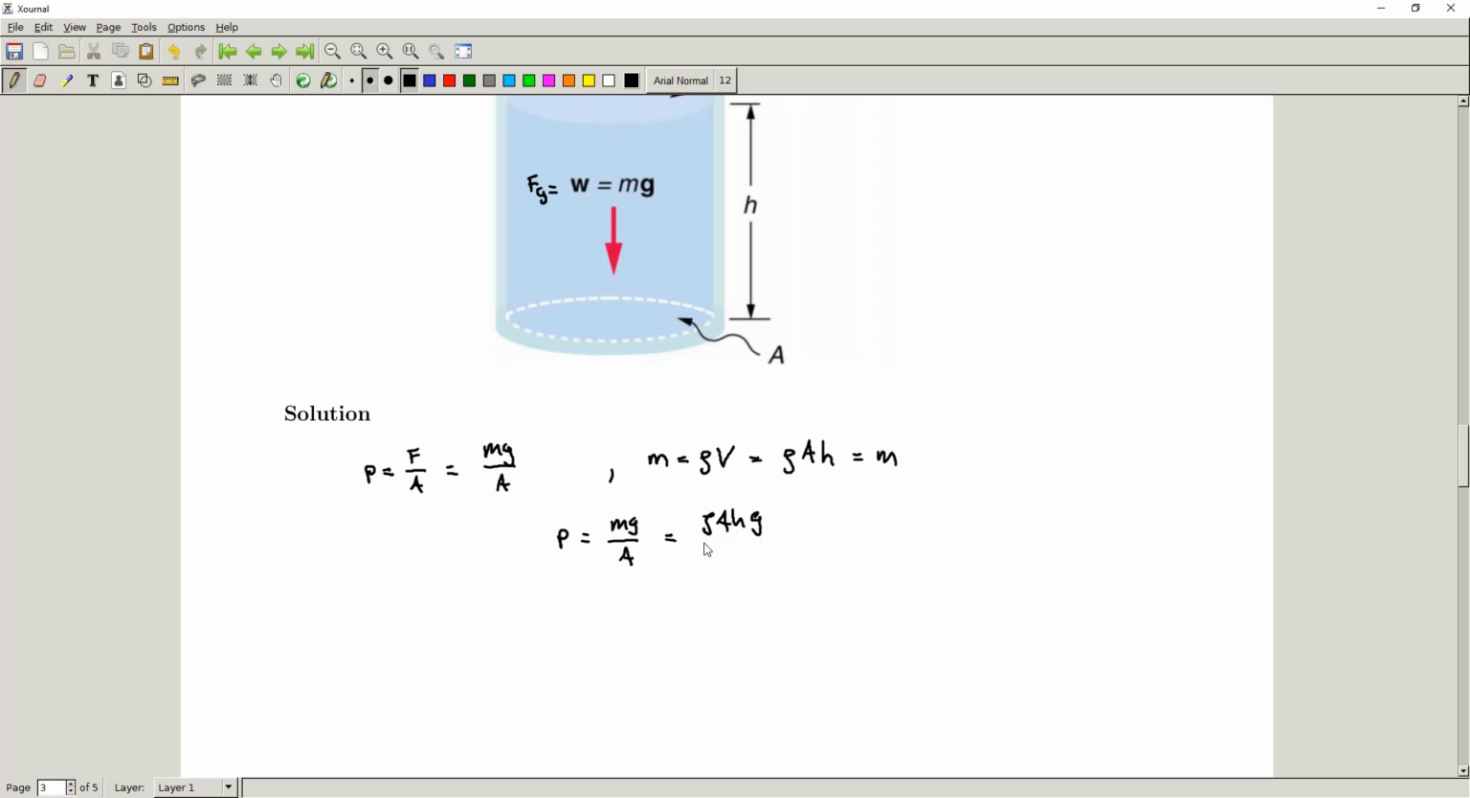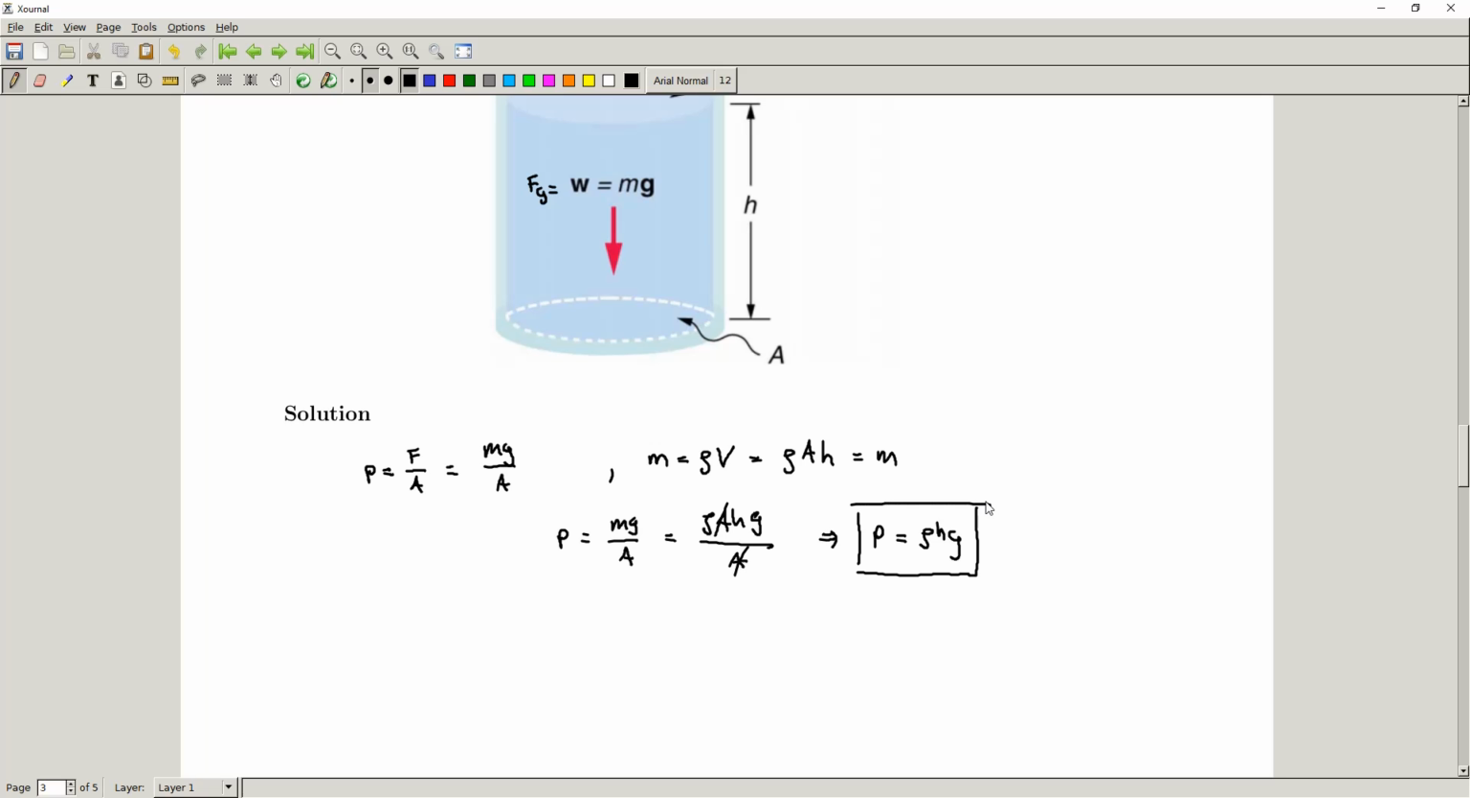We still have that g on top, we have an A on the bottom. These A's will cancel, and this gives us P is equal to rho h g, right? And so now we have this expression for the pressure exerted at the bottom of this cylinder by all the fluid above it. But we're going to find that even though we've derived it in this very specific case, this equation is widely applicable.